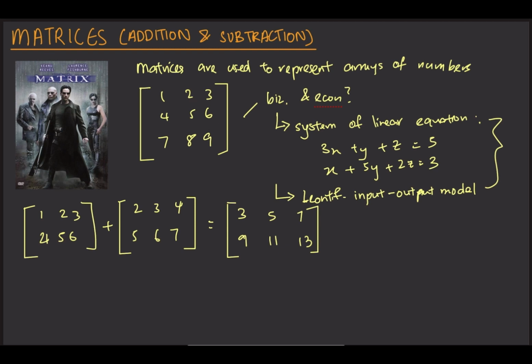The same applies to subtraction. But before we get into that, we must first understand that because this is a 2 by 3 matrix, and this is also a 2 by 3 matrix, your answer will be 2 by 3. 2 by 3 means having 2 rows and 3 columns.